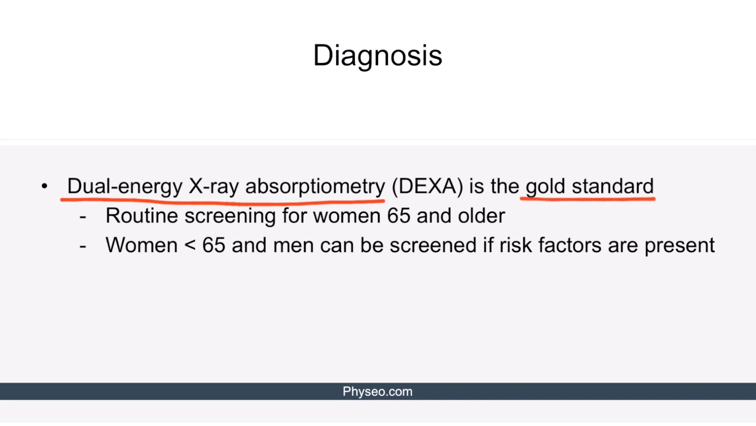Now, this should actually be considered part of routine screening in women 65 and older. In women less than 65, or in men of any age, this test can be ordered if significant risk factors are present. So examples of risk factors that might indicate that the clinician should order this test younger in a female or at any point in a male was actually discussed previously. They include things like smoking history, long-term steroid use, a history of a prior fracture, and low body weight.